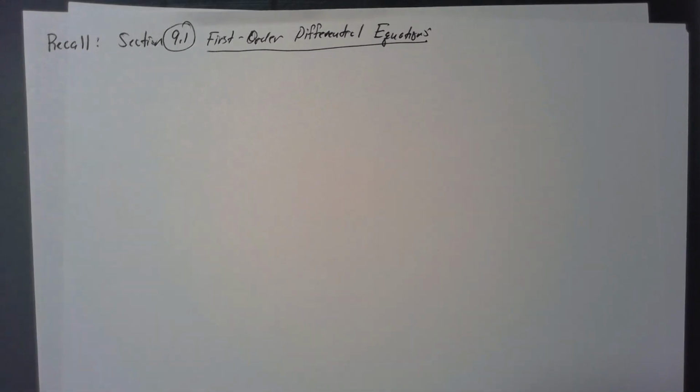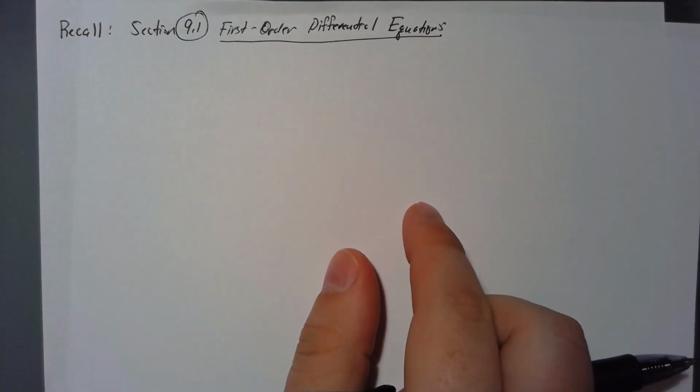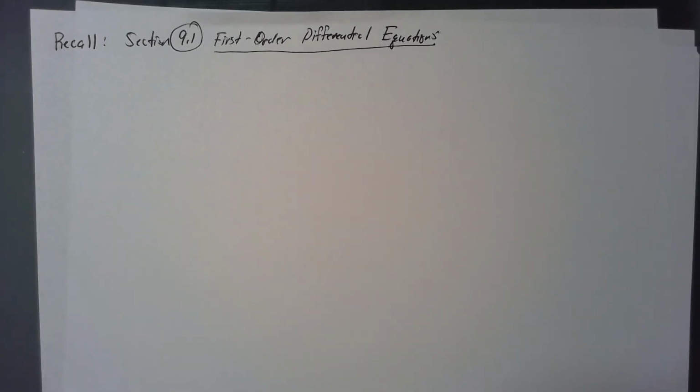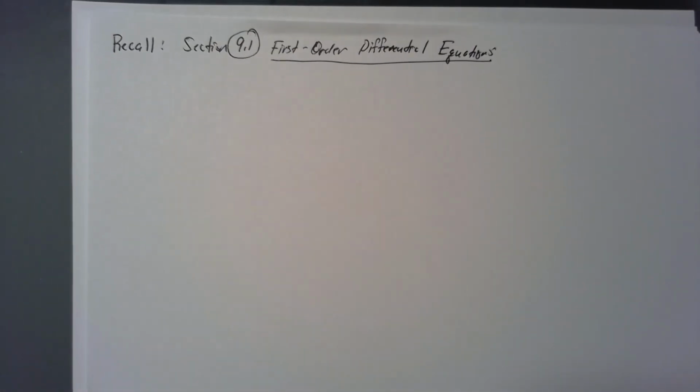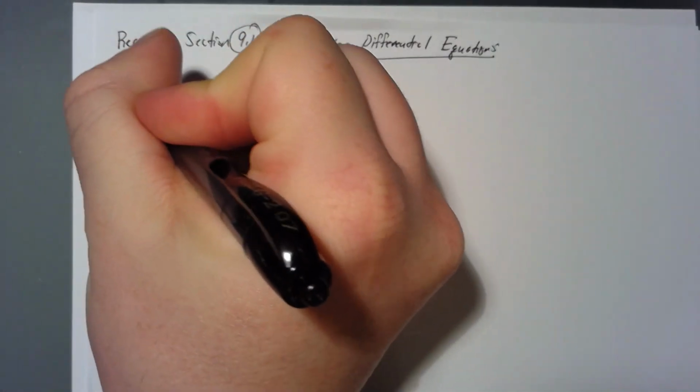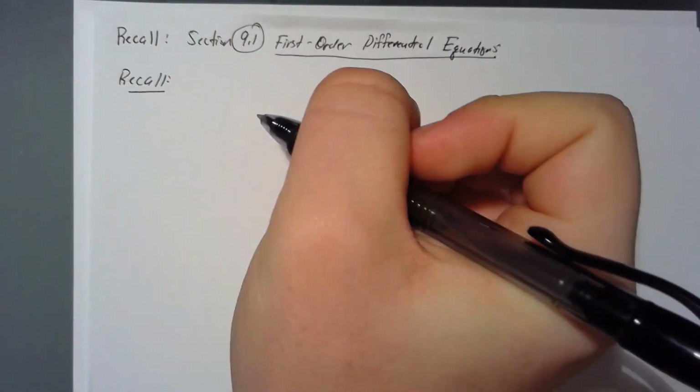These are the notes for section 9.1, first order differential equations. As you'll recall from before spring break, we were talking about differential equations, and we were looking at all the different types of equations that exist with differential equations. We were classifying them. Let me just make a few notes here.